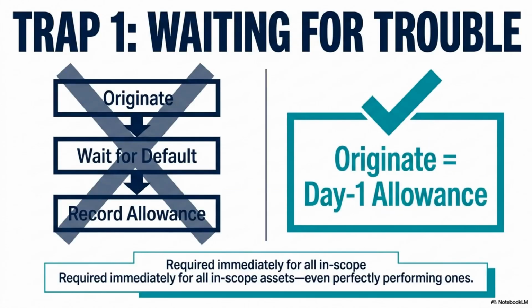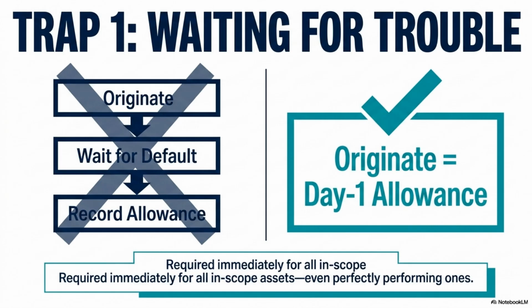Trap 1 is called waiting for trouble. Under the incurred loss model, staff were trained to record an allowance only when an account became overdue or showed signs of credit problems. Under CECL, that approach is wrong. The rule is simple. Origination equals a day 1 allowance.